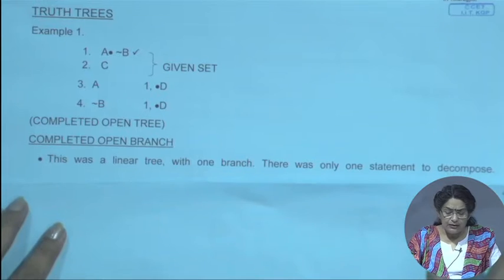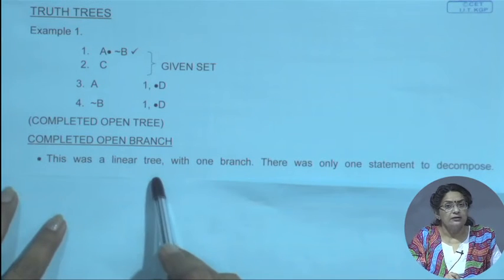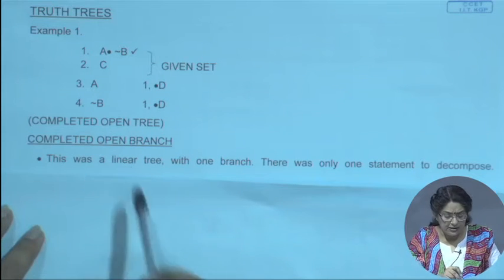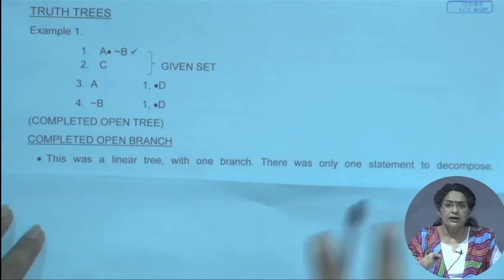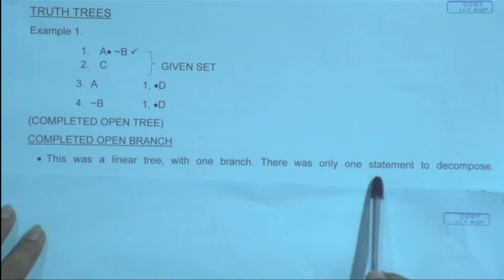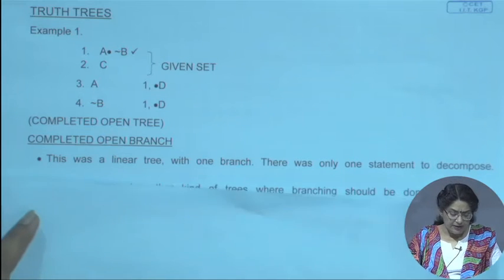Notice that it does not look like a tree, but it is a tree, and you have generated a branch. It is only one branch and it is a linear branch. So, it does not look like a bifurcated, rather showy kind of tree, but it is a tree nonetheless. There is only one statement to decompose and we finished it. So, that tree is completed, done.